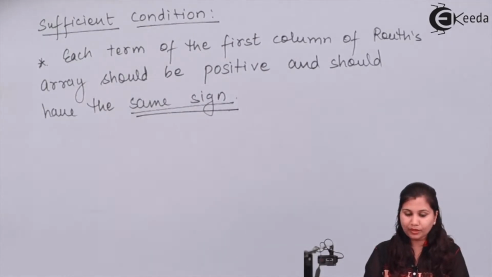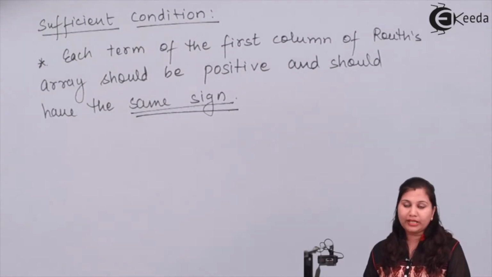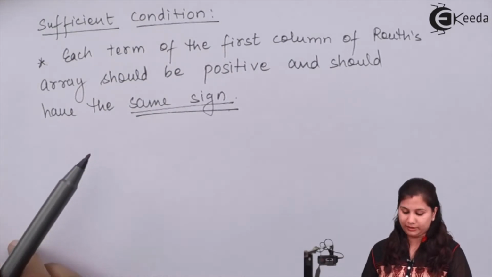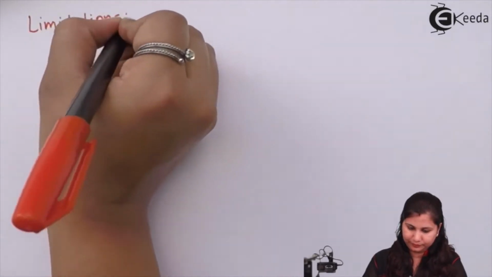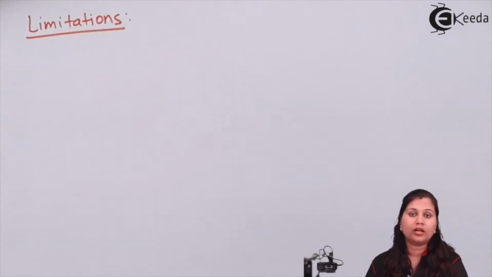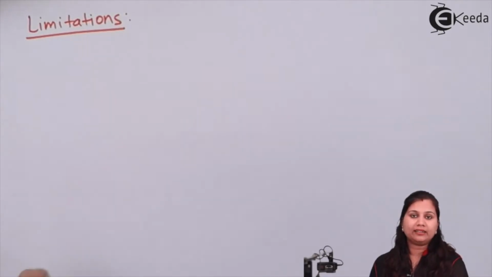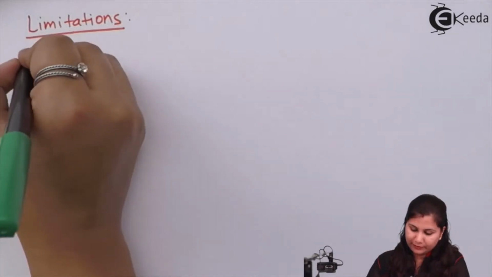Now, there are some limitations in this Routh stability criteria. So let's see these two limitations, and how they can be solved while checking the stability of a system. The first limitation is that if in the first column we get a term which is 0, then how are we going to solve such problems?